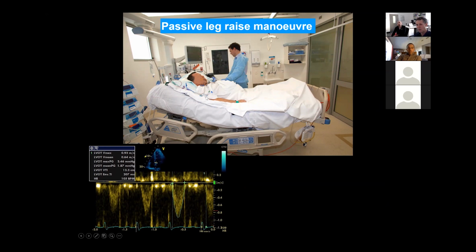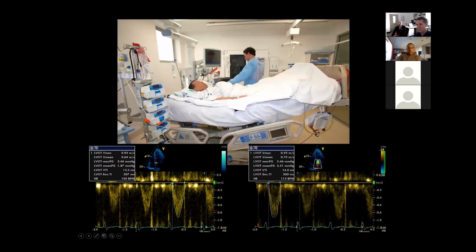Our beds are not super easy sometimes to do a passive leg raising maneuver, but I find if you lay the back of the bed down and then you tilt the whole bed up, so you're actually using the tilt function of the bed the wrong way, you can make it so that you're mobilizing that blood well. And then I make sure, again at the same time in the respiratory cycle, that I'm seeing a closing click, and try to measure it again.